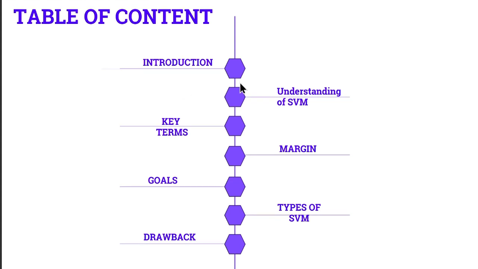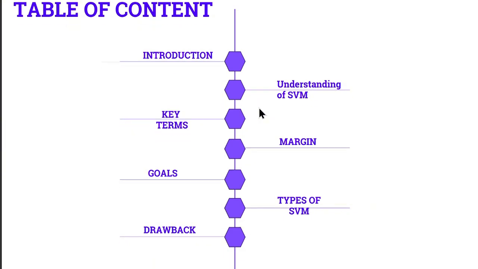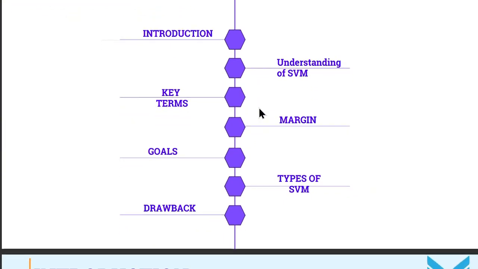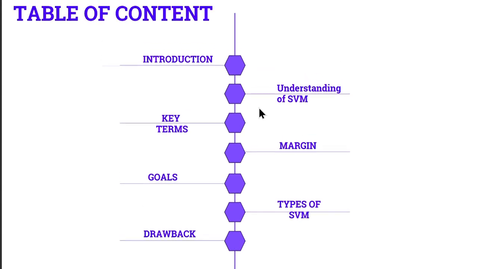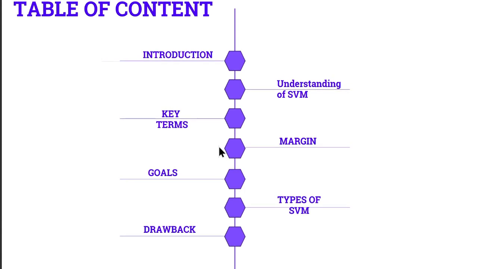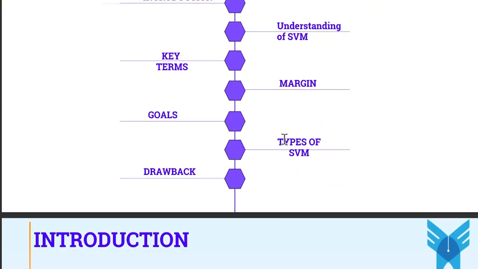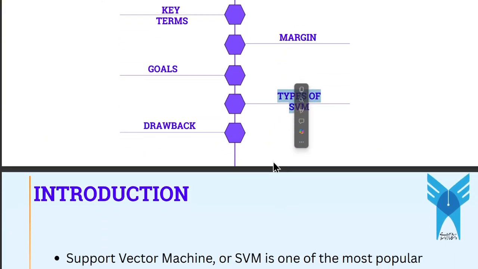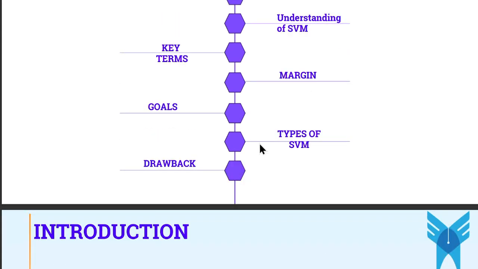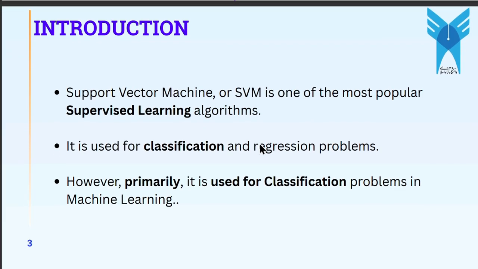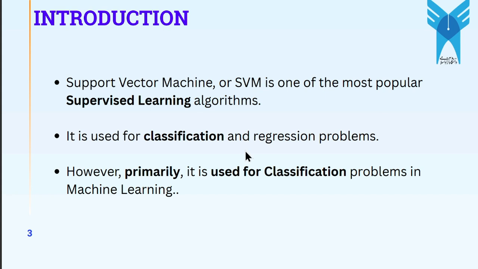Let's jump in. We'll start with a quick introduction to get you excited about SVM. Then we'll break down the understanding of SVM to see how it works. Next, we'll go over some key terms like hyperplanes and support vectors. Don't worry, it's simple. We'll talk about the margin, which helps SVM classify data better. We'll also explore the types of SVM, like nonlinear and linear. We're going to cover these two types perfectly. And finally, we'll touch on the drawbacks to keep it real.